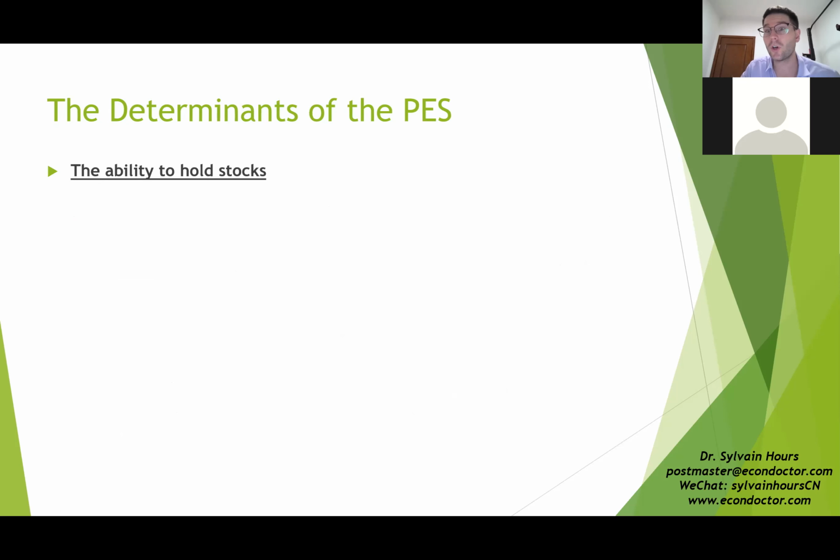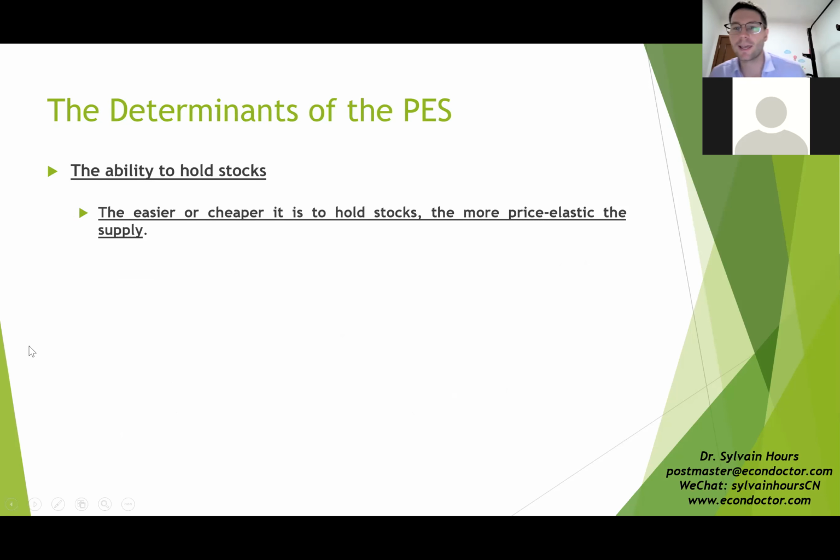The ability to hold stocks. Here, the idea is that if you have stocks and the price rises, you can simply sell off your inventory. Let's say you have cars, the price of cars rises, immediately you can just sell what you have in stock, what you have in your inventory. So you don't need time to produce new cars. You can immediately supply additional cars in the market if it's more profitable. And therefore, that makes you very flexible.